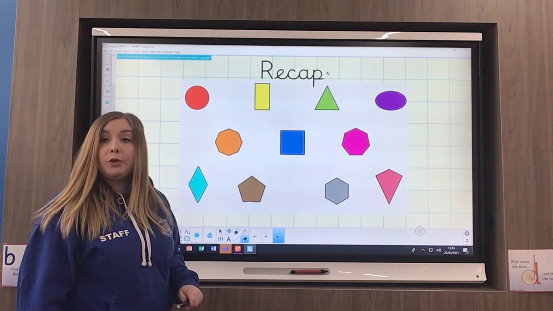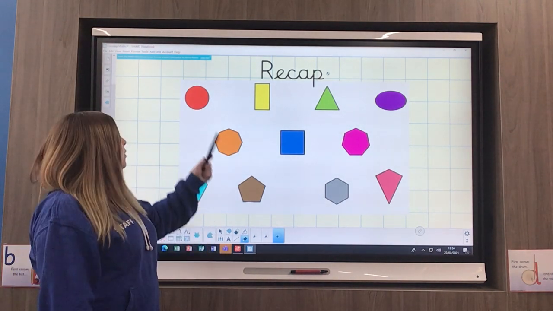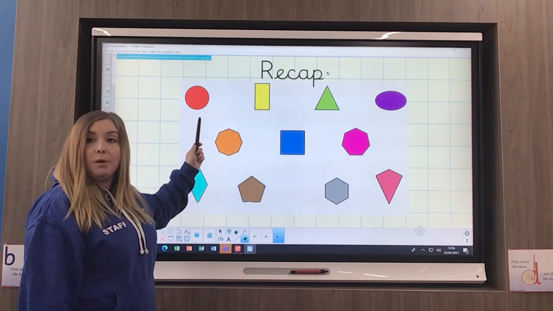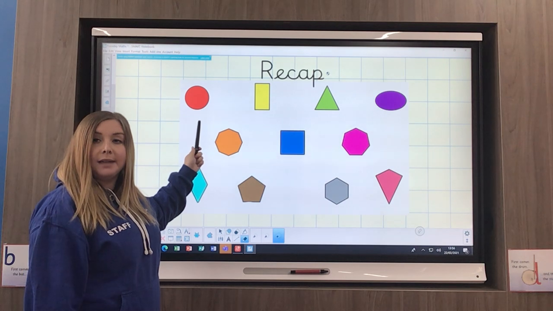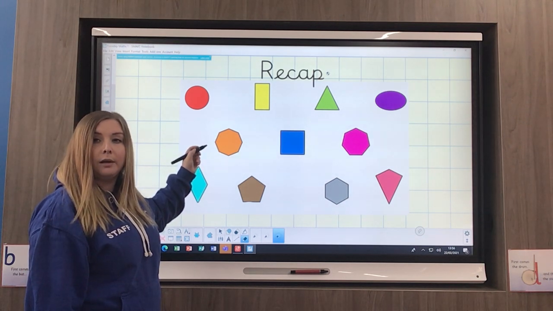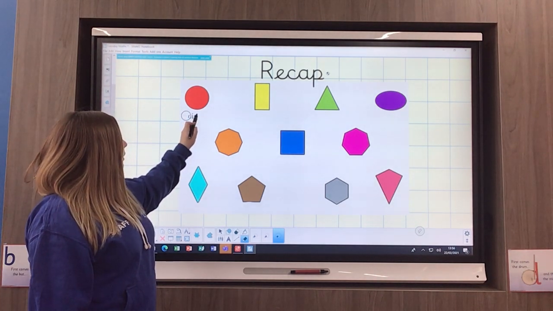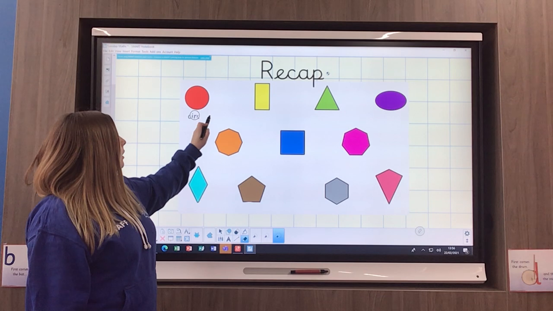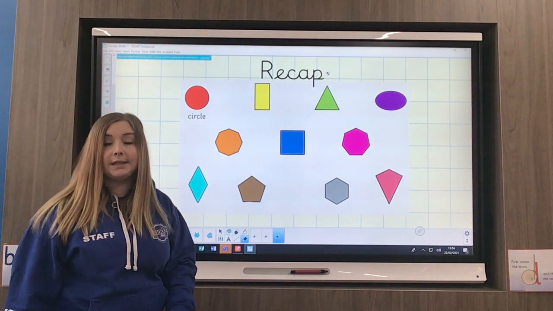Okay, so we'll start with a shape that's got a curved side, so this one. Who can remember what the name of this shape is? I'll give you a clue. It begins with a S sound. Can you remember? Okay, let's have a look. Circle. Circle, brilliant, well done if you got that at home.